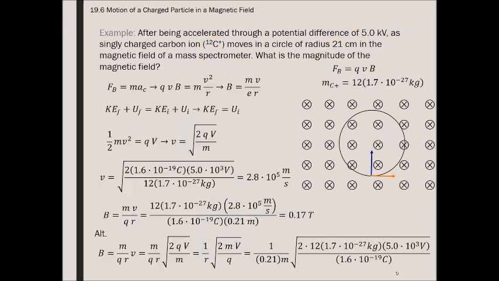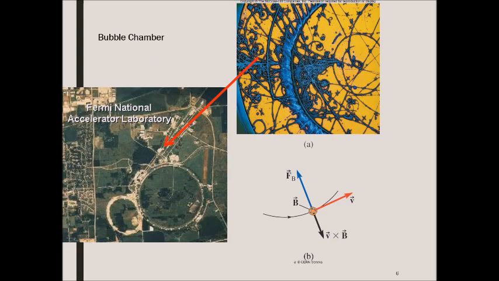And we could have done that a different way. We could have taken our V equation and plugged it directly in, done some cancellation, and overall plugged fewer numbers in the calculator to get exactly the same value. So where is this idea used?